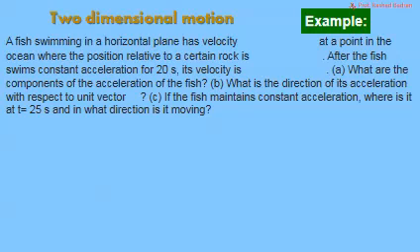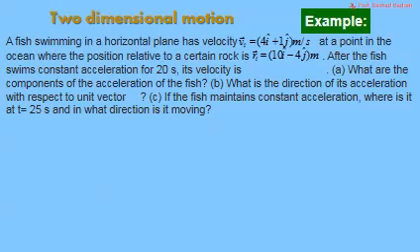This is an application to two-dimensional motion with constant acceleration. This is about a fish swimming in the xy plane. The initial velocity of the fish is 4 i hat plus j hat meters per second at a certain point in the ocean, with respect to an initial position, also with 10 i hat minus 4 j hat.